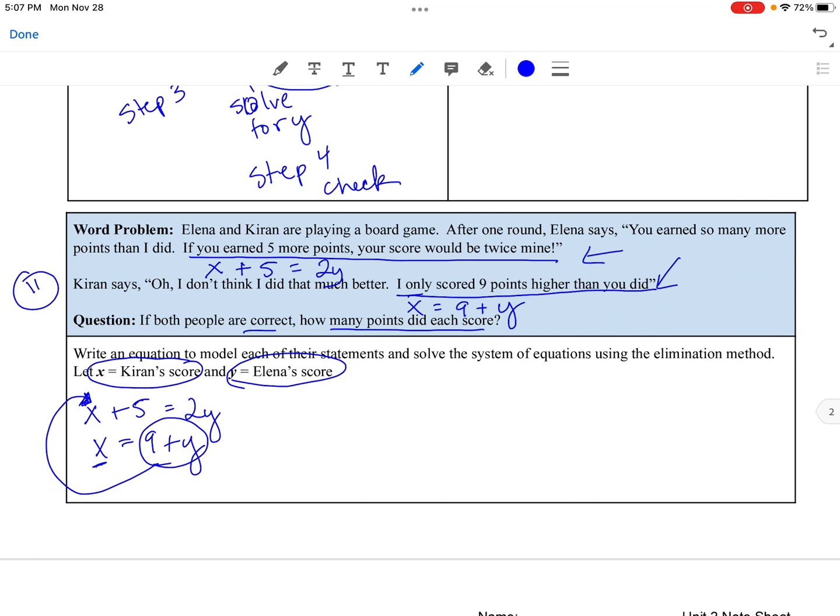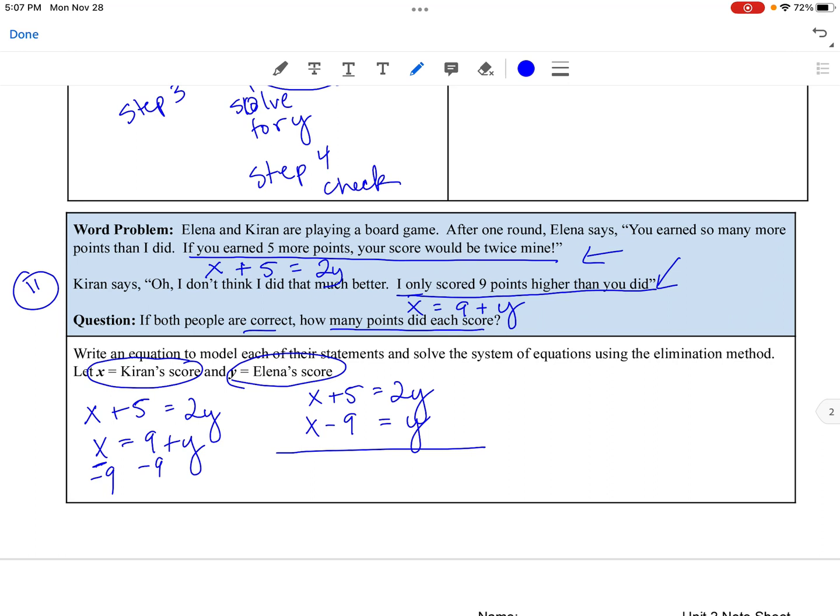Since we're doing elimination notes, how would that work for elimination? Well, I would set my 2 equations up. Here's one. And then my second equation, I would make sure it's set up the same way. So I would want x and my number on the same side. So I'm going to actually subtract 9 from each side and rewrite that equation as x minus 9 equals y, because we want our like terms lined up.